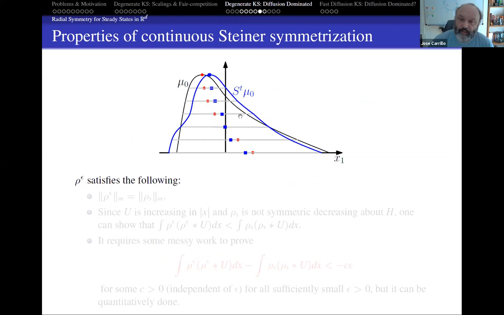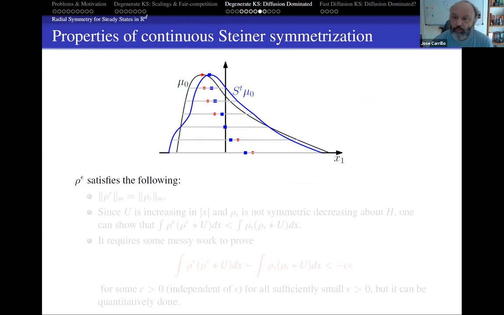Now, how we construct that direction. So that's the most technical part of my talk today, and the way in which you construct that direction that decays the energy and allows you to do a contradiction argument using the gradient flow structure is by using a refined version of a standard symmetrization that is called continuous Steiner symmetrization.